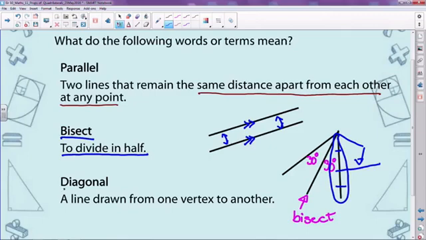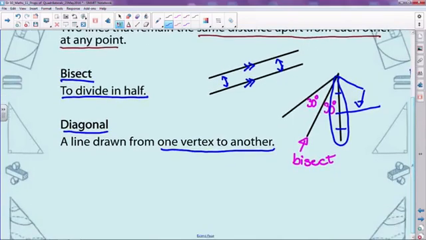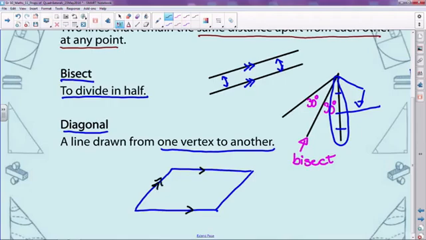Now diagonal is a line drawn from one vertex to another. And we're going to see a lot of these as we go through the definitions of quadrilaterals. But let's say we have a parallelogram. Remember, a parallelogram has four sides, well, two pairs of sides that are parallel to each other. So that's parallel to that, and that is parallel to that. A vertex would be the corner, but a diagonal would be the line that's drawn from one side to the other.